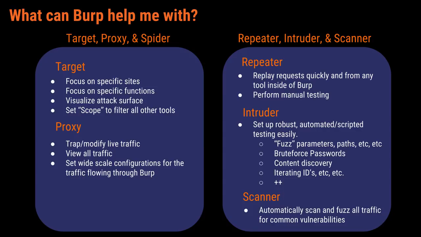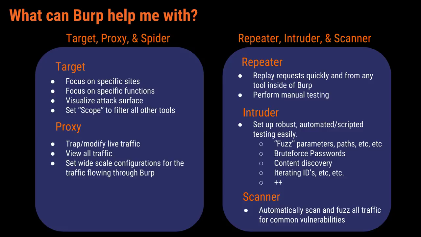The Repeater function allows you to request things quickly from any tool inside of Burp. So if you see one request that you want to tamper with, you can right-click on it and choose Send to Repeater, and then you can replay that request and tamper with it. It's where you'll spend a good amount of your time inside of Burp. It allows you to perform what's called manual testing.